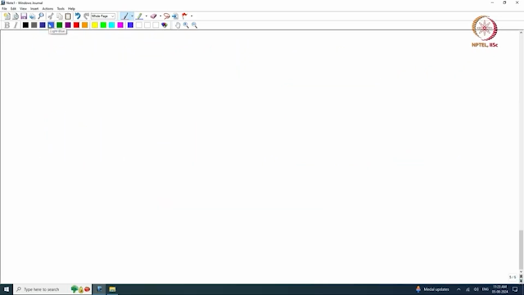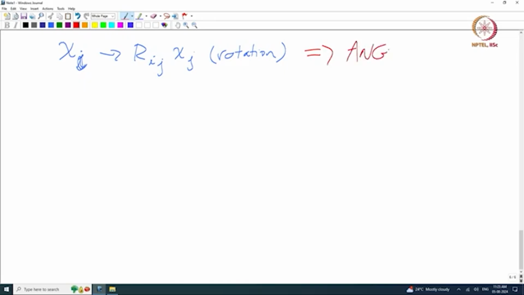Okay. Now, what is this? Okay, good. So let's be very clear. Okay, good. So that's rotation, right? Under rotation, angular momentum. Good. Okay.